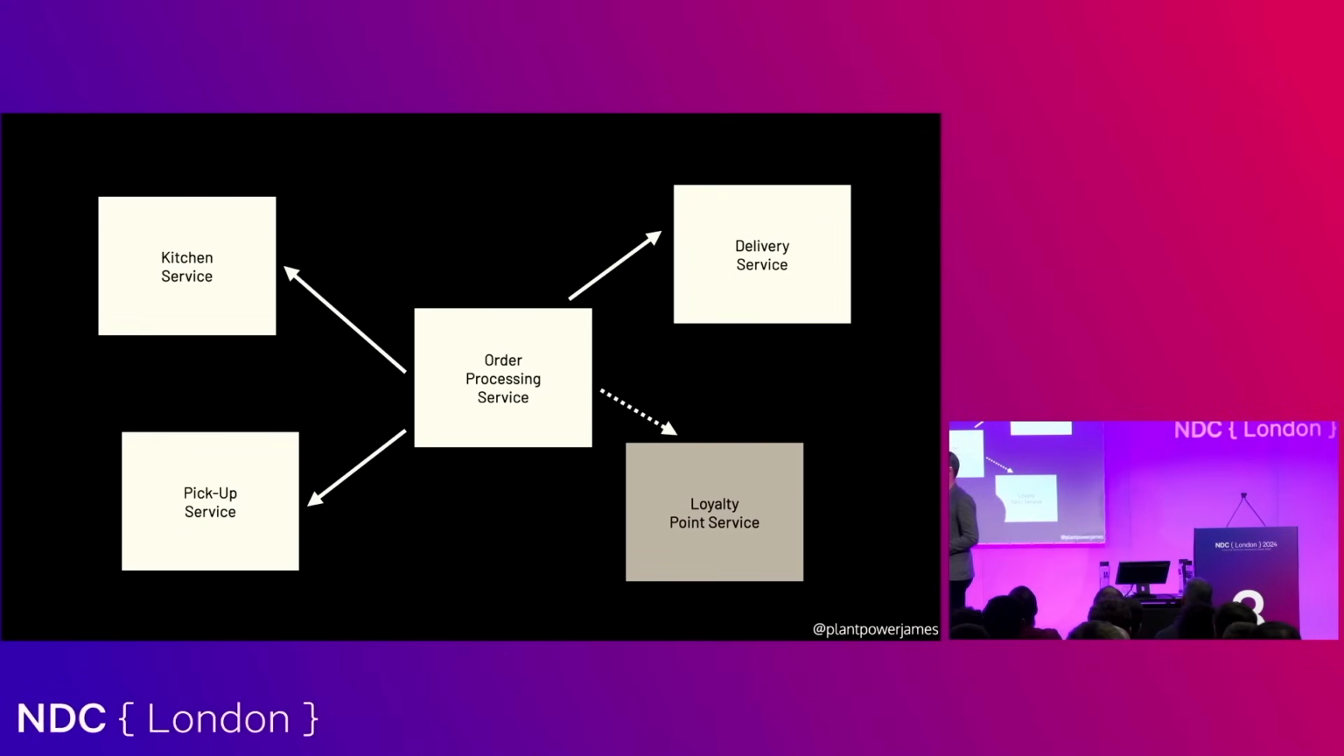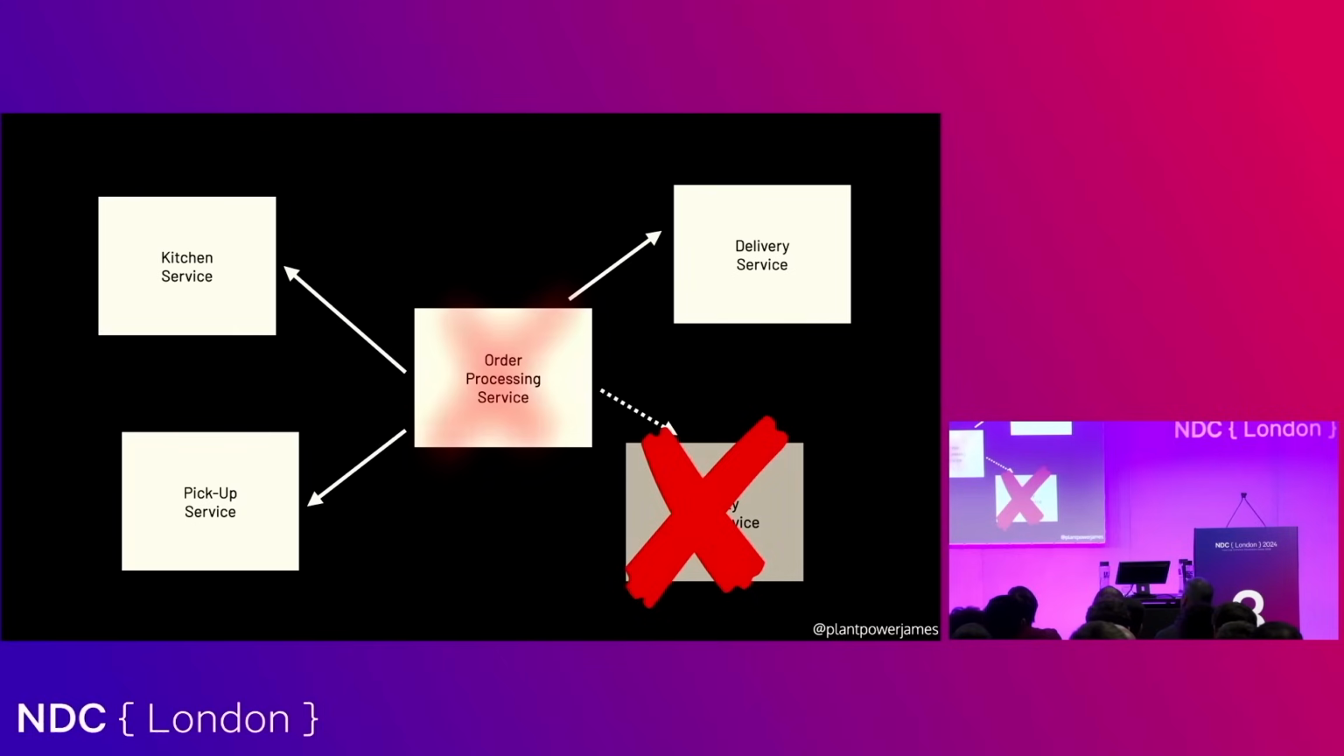There's another problem here. If you run this communication over HTTP request response, you've got that runtime coupling. The loyalty point service needs to exist at the time the order processing service is doing its work. What happens if this happens? The loyalty point service goes offline. Now you've got a service that's not in the core domain, it's not the core part of the order processing flow, but it has the potential to take your order processing service offline.